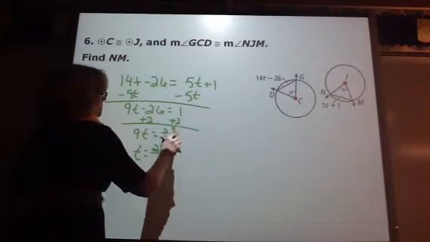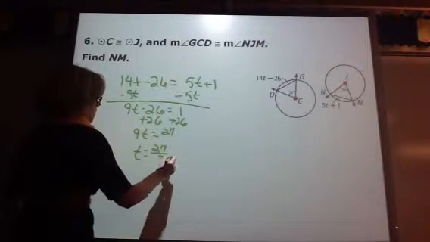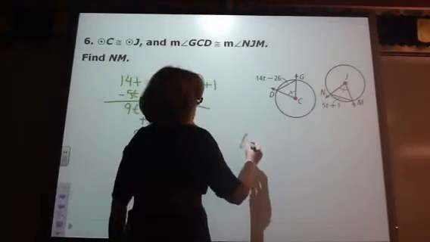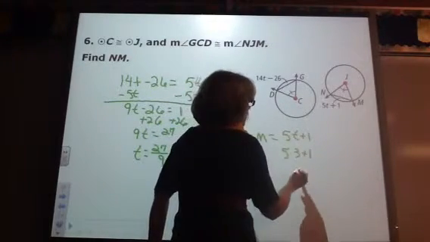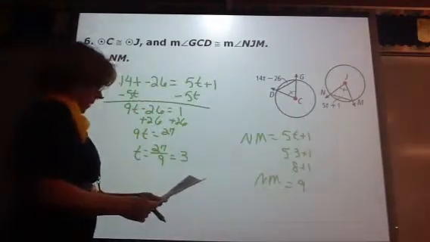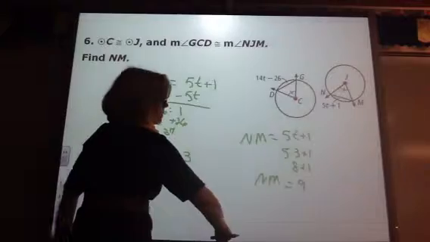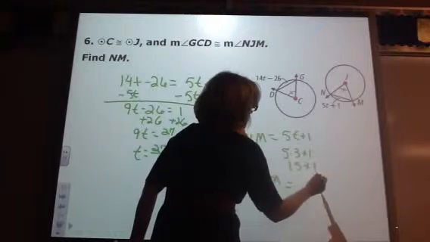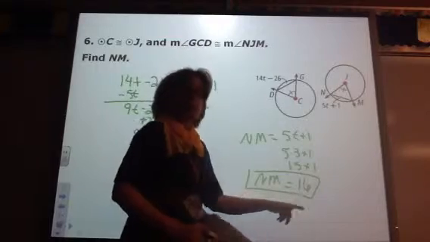Let's back up here. I'm jumping ahead and going ahead and putting my answer there. Okay, so T equals 3. We're trying to find NM, which is 5T plus 1. Substitute in for your variable there. 5 times 3 is 15. 15 plus 1 is 16. Class, because this is a segment, you don't need a degrees on it, okay?